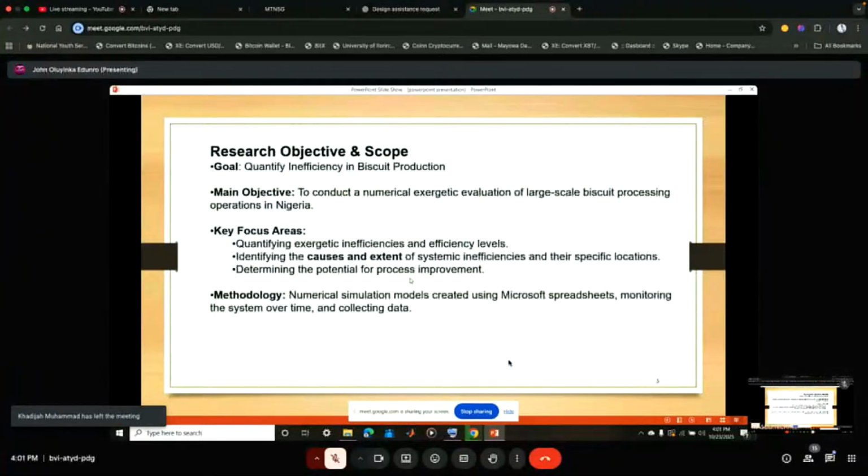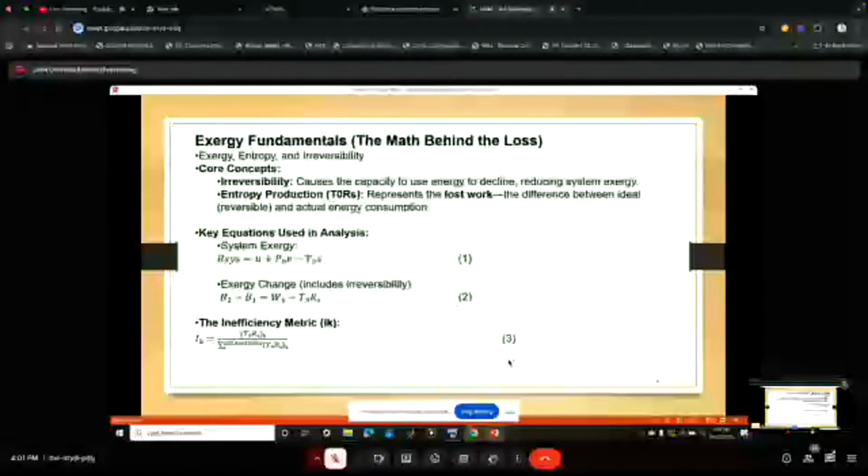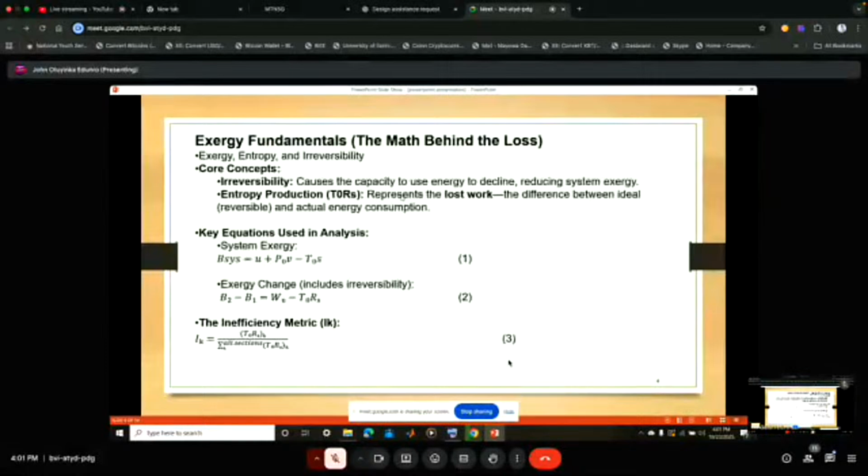We used Microsoft Excel to analyze the mathematics behind the losses, irreversibility, and energy decline. We reduce the system to exergy and entropy production, that is the loss of work, and the difference between the ideal and the actual energy consumption.